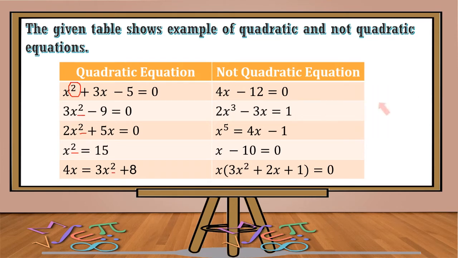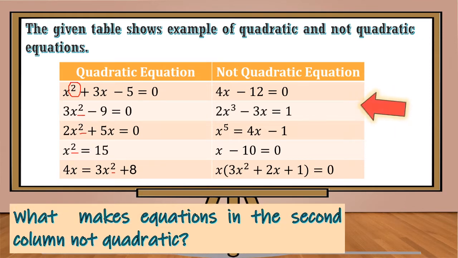And for the column of not quadratic equation, take note that the degree is not equal to 2. It is either less than or greater than 2. But you may notice that for this example, the highest exponent is 2. Why can't we consider this as a quadratic equation? Because you have here an operation. So you could still multiply x and 3x squared and to all terms on the parentheses.